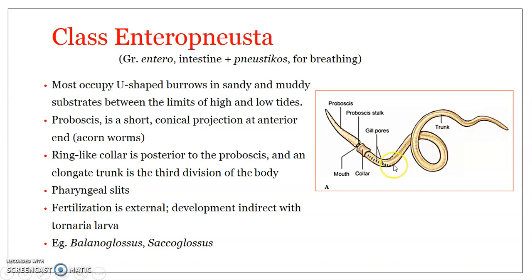Then fertilization is external and development is indirect, with a Tornaria larva. Typical examples include Balanoglossus and Saccoglossus. The structural details of Balanoglossus we'll be learning in detail in the next presentation.